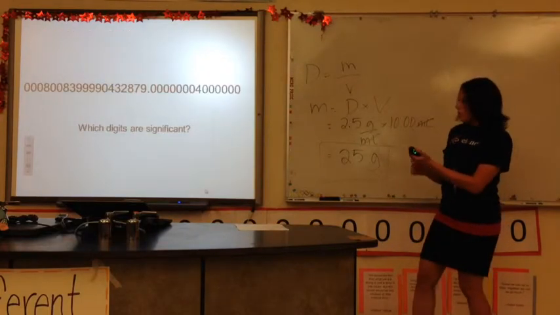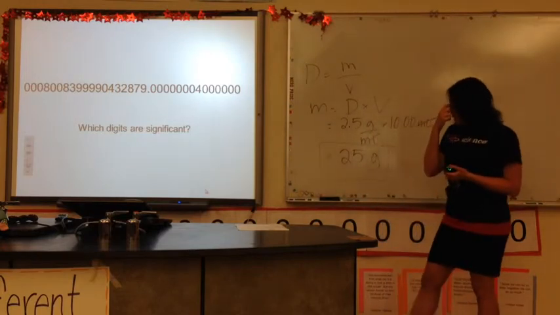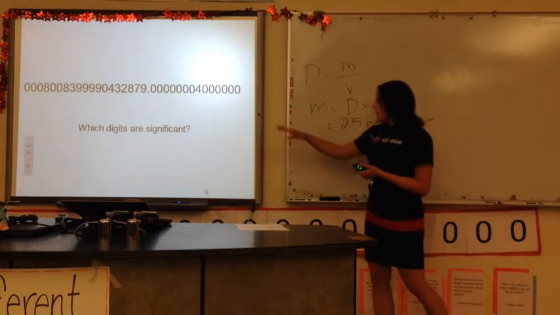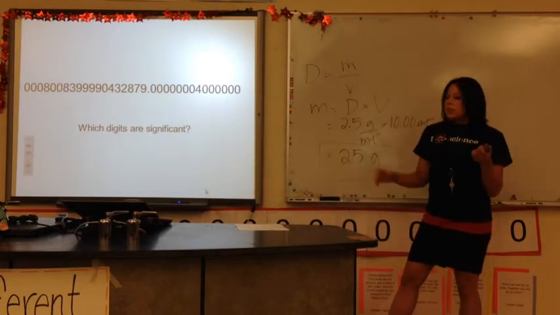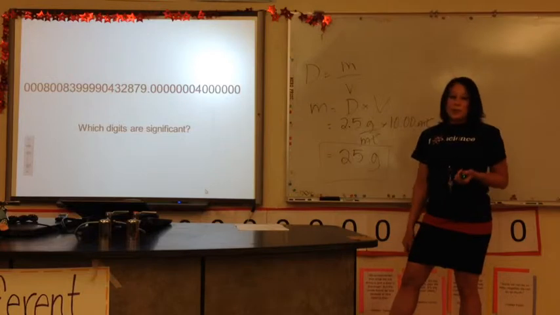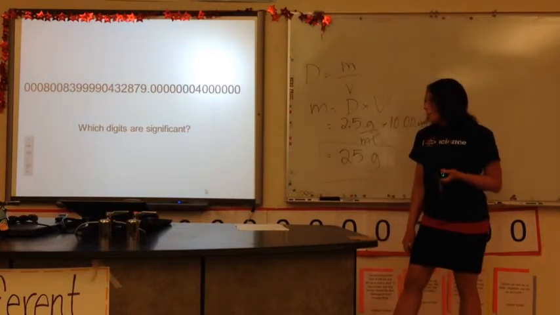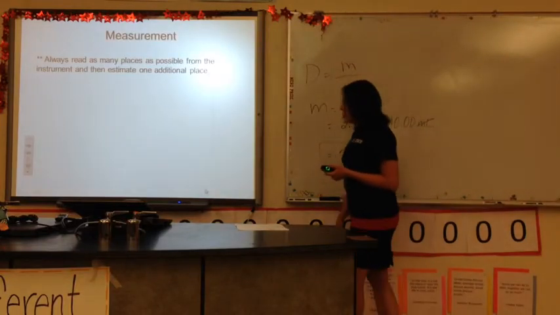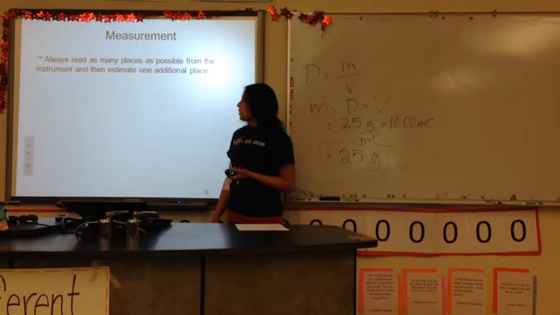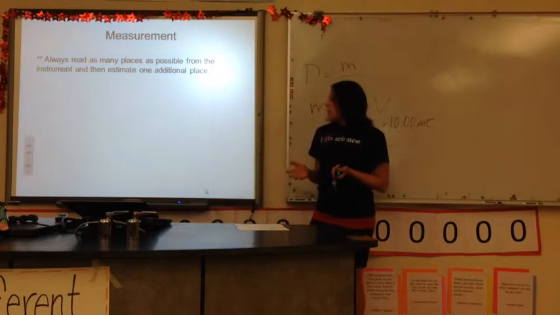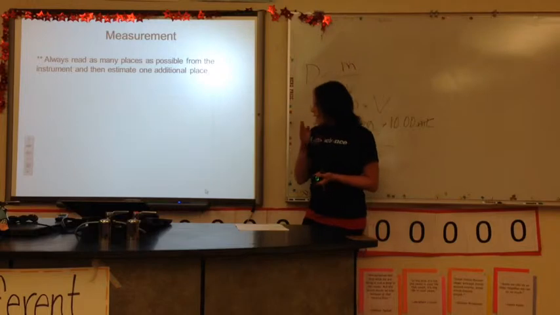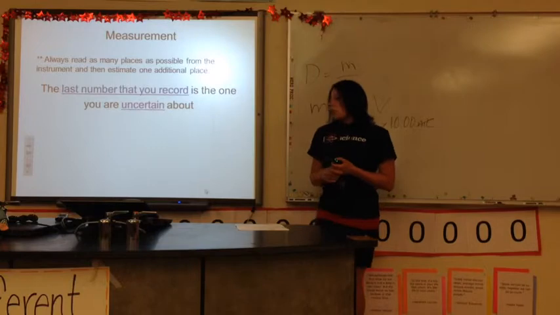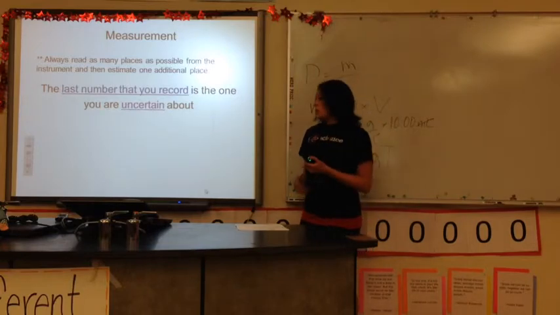Okay, and we've already touched on this, but talking about what digits are significant when you're taking measurements or when you're solving for density can be kind of crazy. There are actually a lot of rules, and if you take AP Chemistry, you will learn all those rules and hopefully know them very well because they affect virtually every answer in chemistry. But when you're measuring, I mentioned this earlier with the graduated cylinder, you always read as many places as possible from the instrument and then estimate one additional place. The last number is always the one that you're uncertain about, your guess.